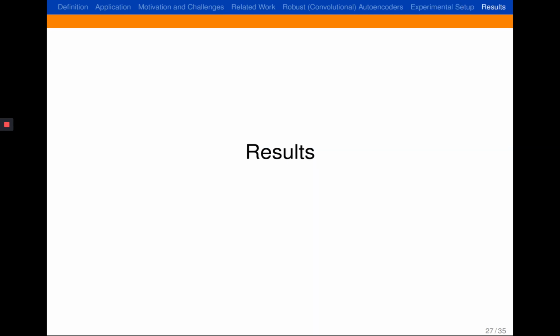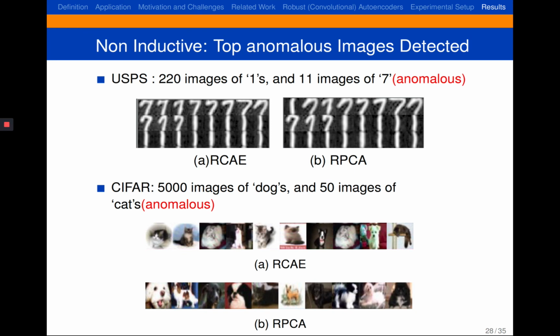Let's take a look at some of the results obtained. In the non-inductive approach, a few anomalous images were injected into the training data set. In our case, we consider 220 images of 1s, which are considered normal, and 11 images of 7s, which are considered anomalous. Here we could see the ranking of the images based on the reconstruction error obtained through the robust convolution autoencoder approach as well as the robust PCA version. We could see that all the images of 7s have been rightly identified as anomalous in the robust autoencoder based approaches.